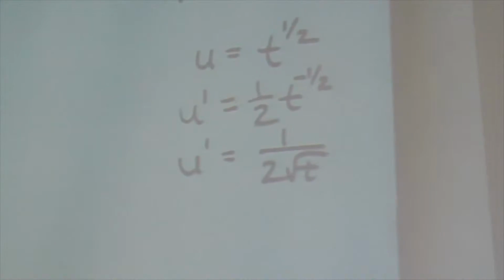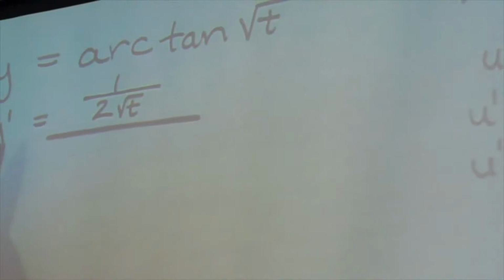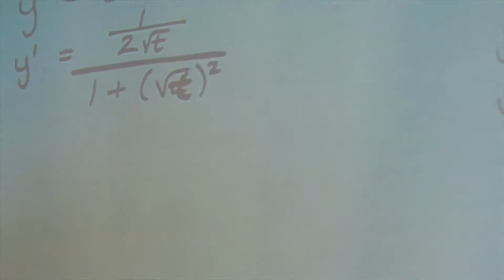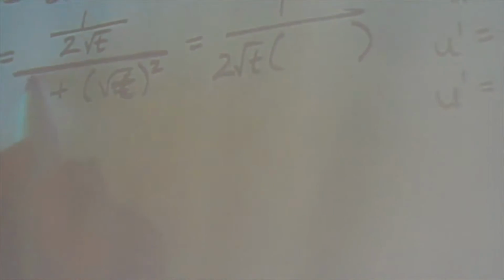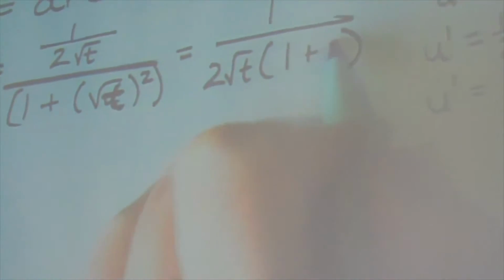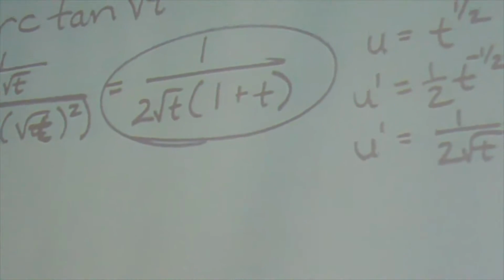Okay? So u prime is 1 over 2 root t over 1 plus u squared, which is the square root of t squared. Okay? So if I have a fraction on the top of a fraction, the denominator can come down to the bottom, right? So we get 1 over 2 root t on the bottom times the quantity, whatever's here, which is just 1 plus t. That's the best answer right there. Yay. I got it right. Good. Who else got this?